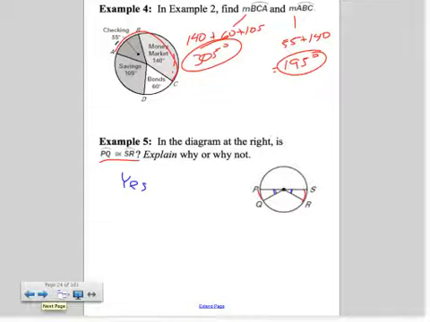So my hope is that this section makes quite a bit of sense to you. It is pretty straightforward in terms of if you understand central angles and central angle measure and arc measure, then you'll be good to go. So bring any questions to class and we'll go from there.